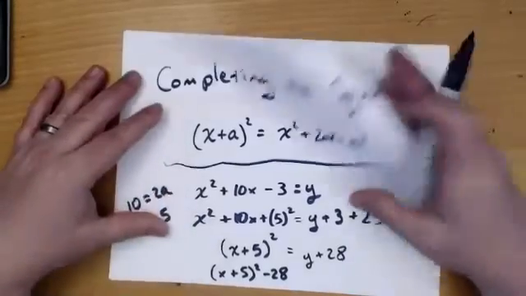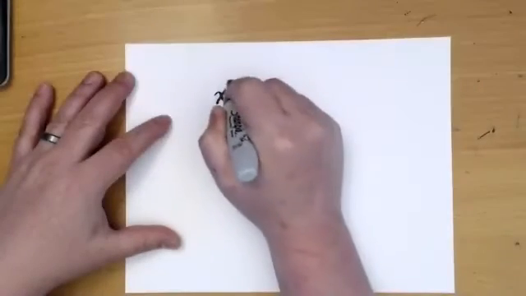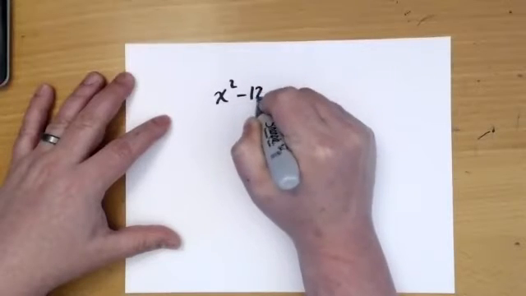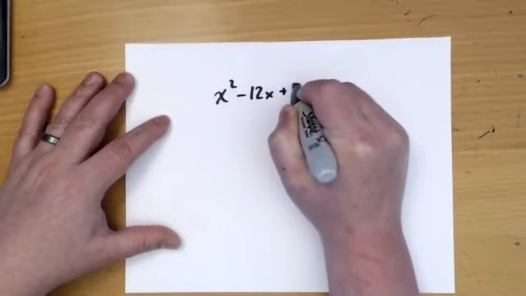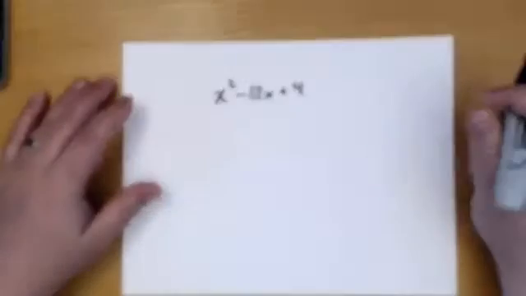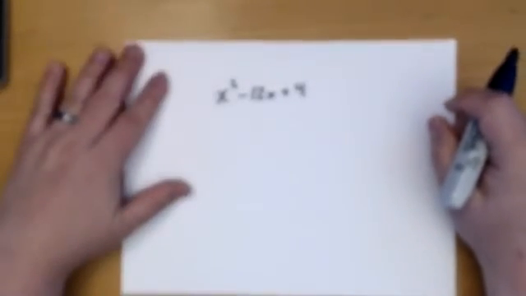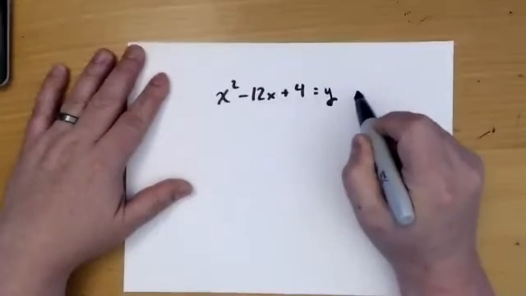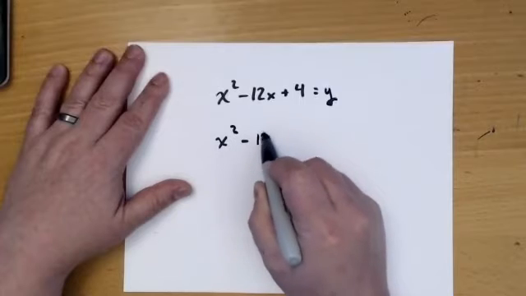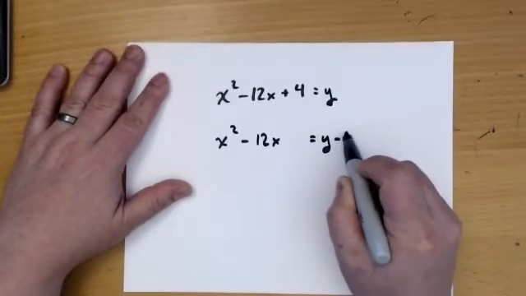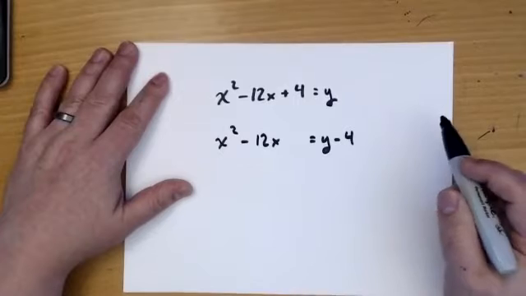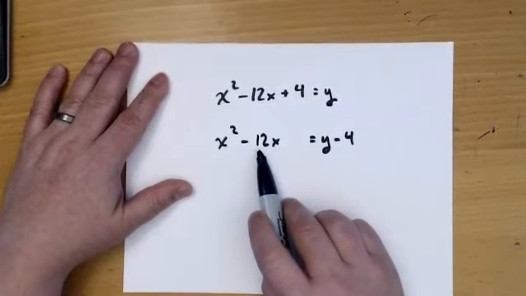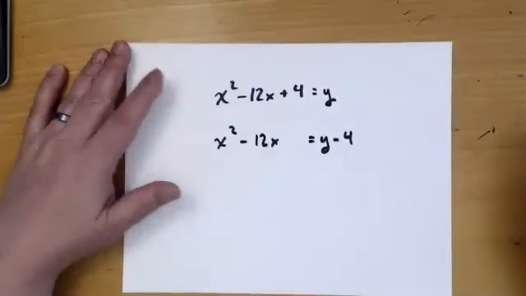Okay, so let's do a couple more examples. All right, I need that sheet. Don't throw that one away yet. So let's do x squared minus 12x plus 4. So the thing here is to set it equal to y, move the 4 over, now take this middle term and divide it by 2. So we get negative 6.